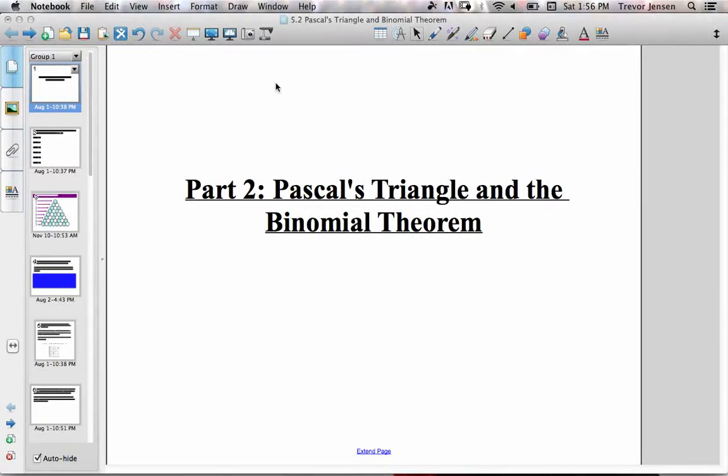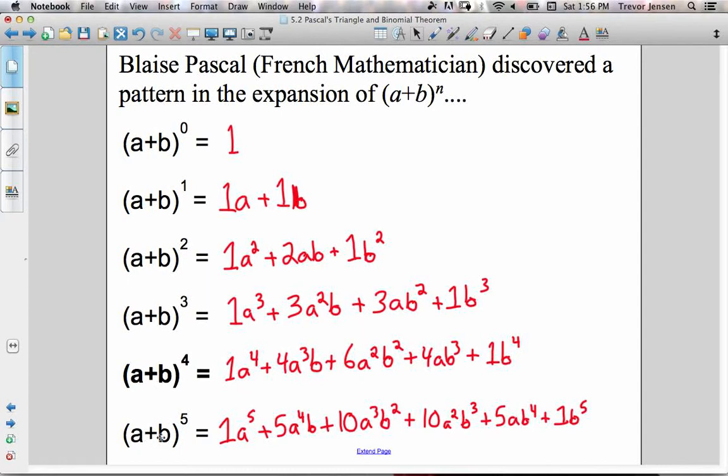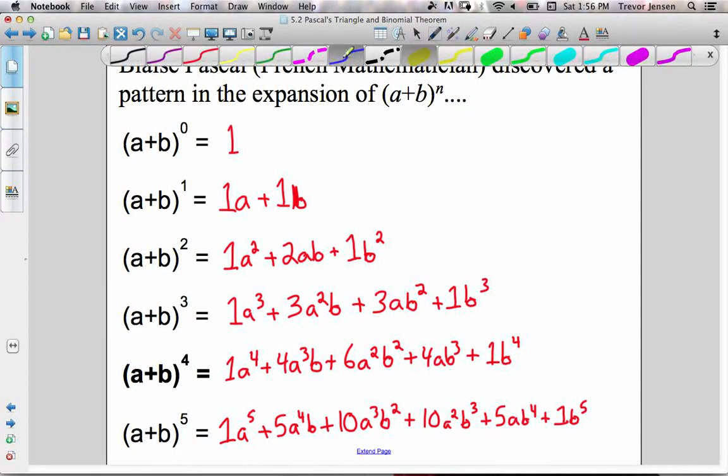Okay, so here's the second part to the 5.2 lesson where we look at actually how to expand binomials using combinations. Instead of having to write out Pascal's triangle to figure out the coefficients of the terms in the expansion, I'm now going to teach you how to just use combinations to determine the coefficients. So back in grade 11, you probably would have expanded out a bunch of binomials, and it would have taken a long time, but these are the answers you would have gotten.